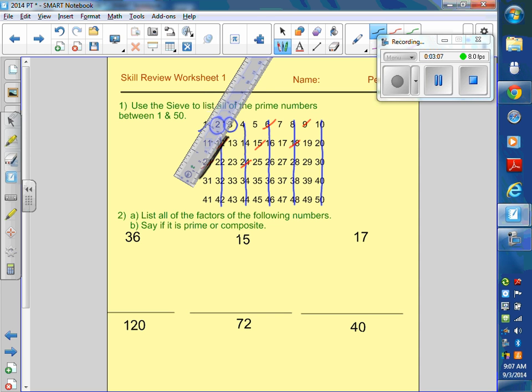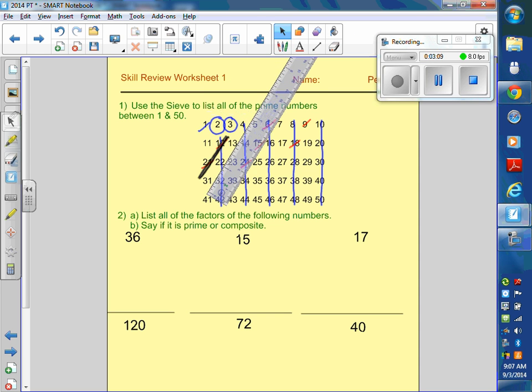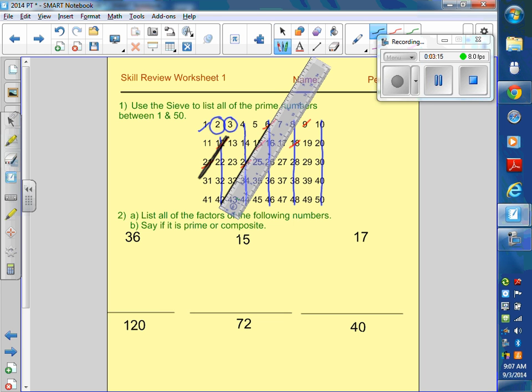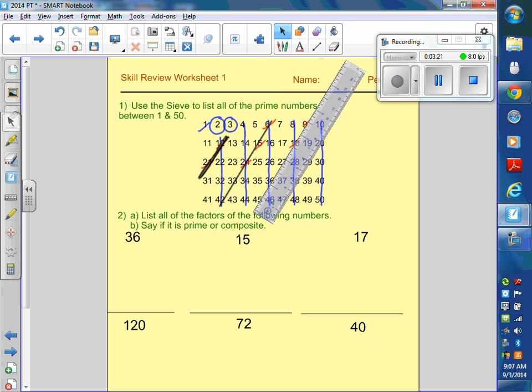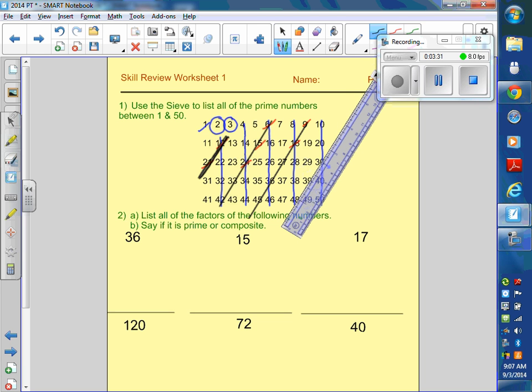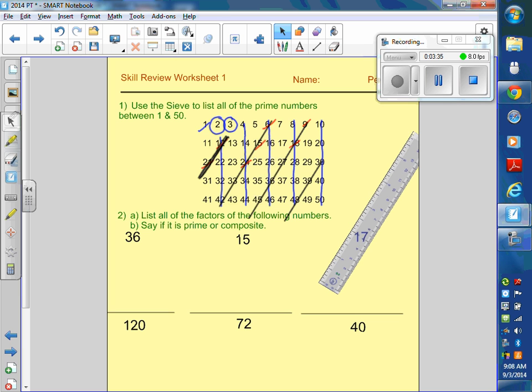This is not working like it usually does. Let's see if I can do better. There we go. See how I can just get rid of those? Getting all of the multiples of 3 right on that diagonal. So, they're 30. And that's it, right? Yeah.